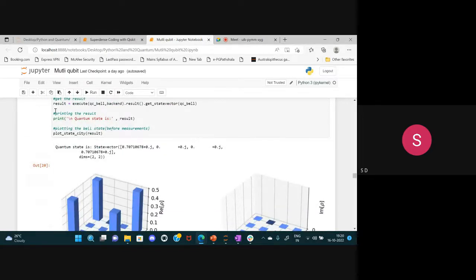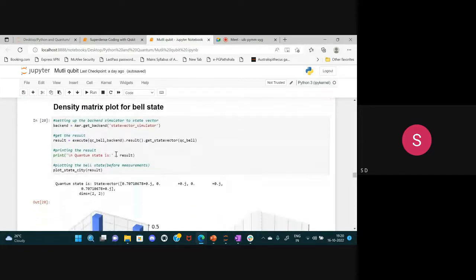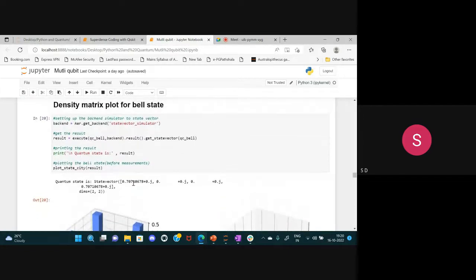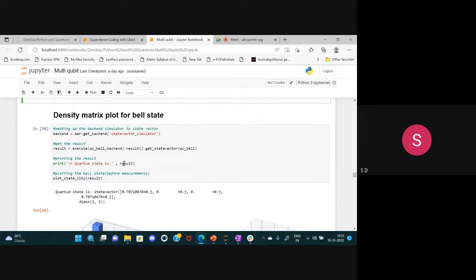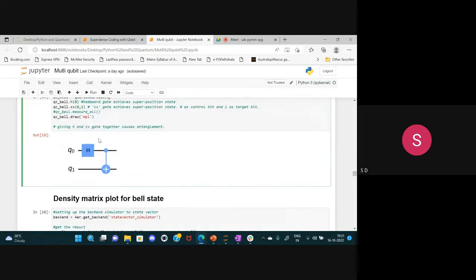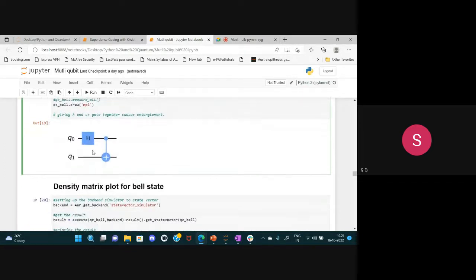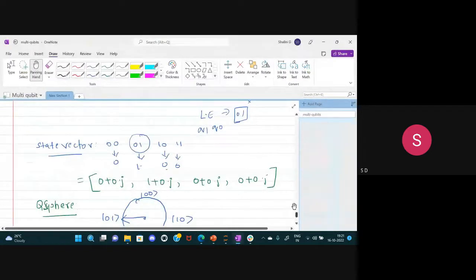And why we are using result: because only in the result variable is the execution value stored. Okay, so we will get 0.707. 0.707 is nothing but 1 divided by root 2. Why are we getting 1 divided by root 2? Because the Hadamard gate gives superposition. I will explain this.